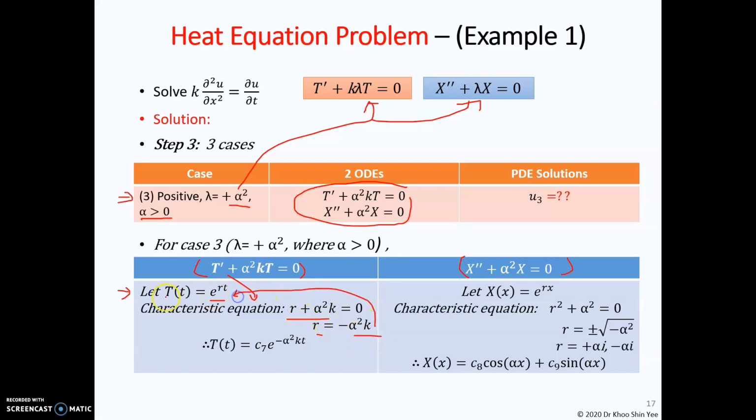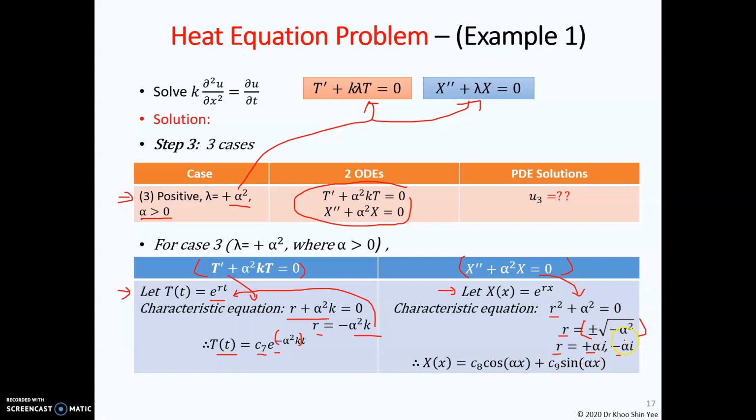Substitute this into the solution here. You obtain the T as a constant multiplied with the exponential of this root multiplied with t. This is the solution for the first ODE. Then for the second ODE, you can convert the x double prime into r squared and alpha squared x into alpha squared. Therefore, you can obtain the r to be this. Solve this, then you obtain the root equal to plus minus alpha i.